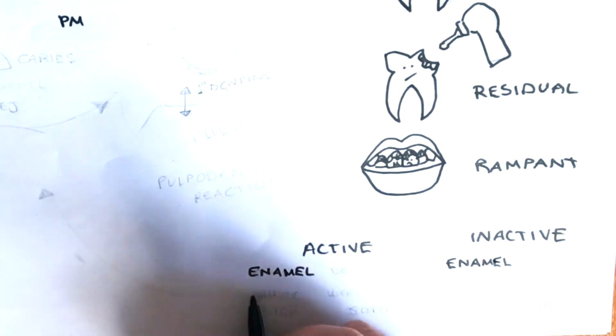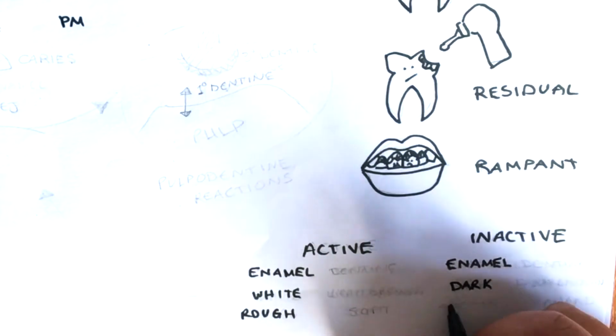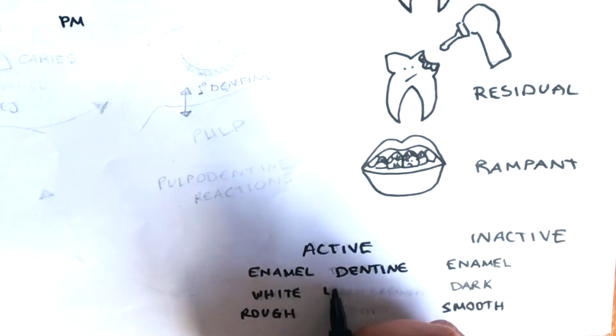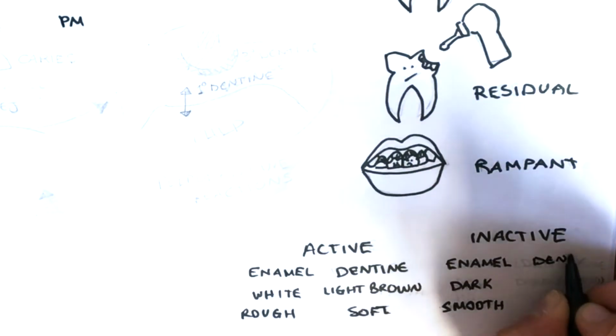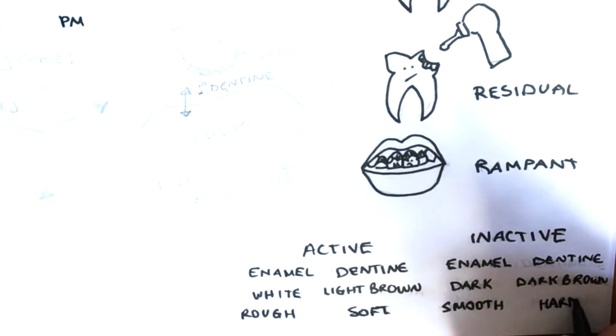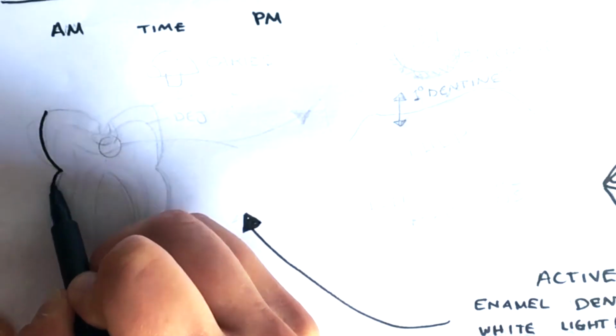There's a difference in clinical appearance of active and inactive lesions. In enamel, active ones are white and rough, and inactive enamel lesions are dark and smooth. Dentine active lesions are light brown and soft, and inactive are dark brown and hard.